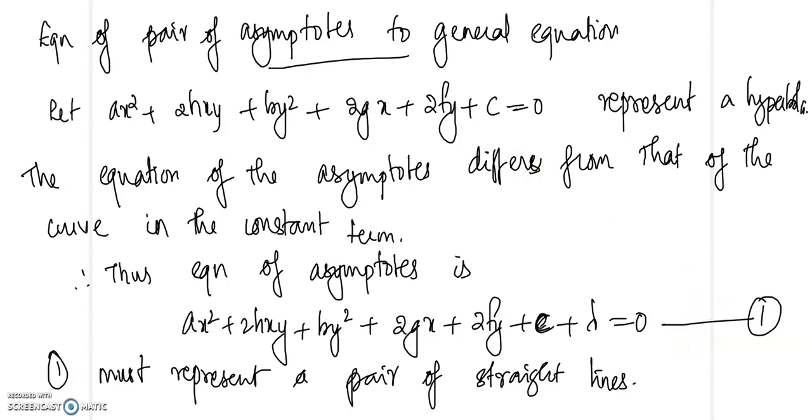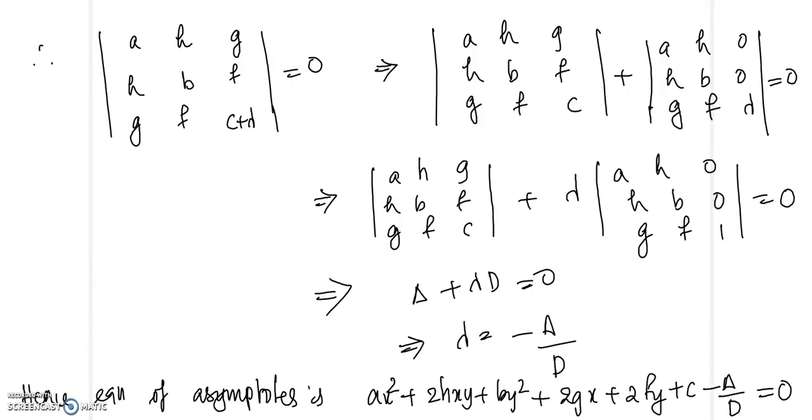We have seen that in the classification of conic. So therefore this will represent a pair of straight lines if this determinant is equal to 0. Now here the component is c plus lambda. So using the property of determinants, I can write this as a sum. So this will be determinant AHG, HBF, GFC plus lambda AH0, HB0, GF1 equal to 0. Now this is our determinant delta. So this was denoted by delta.